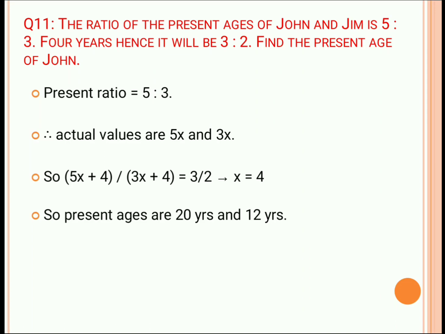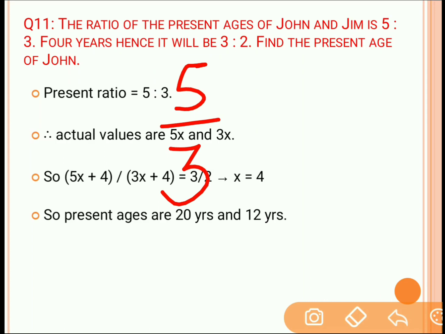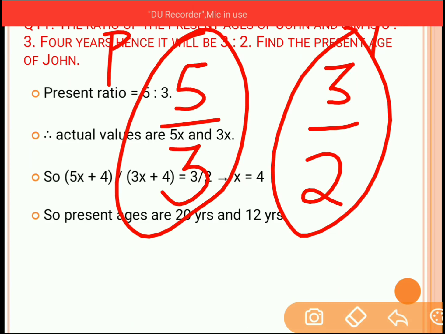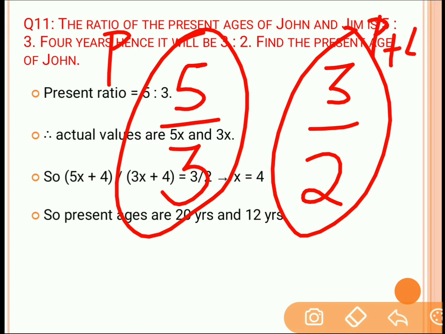There is another short trick way to solve this problem. Let's say initially the ratio of their ages was 5:3, and after 4 years their ratio will be 3:2. Now we can say that numerator is reduced by 2 and denominator is increased by 1. But we need to increase the numerator by 4 units and the denominator by 4 units, because this is the age after 4 years. So this is the present age, and this will be the age after 4 years, that is after 4 years of the present age.